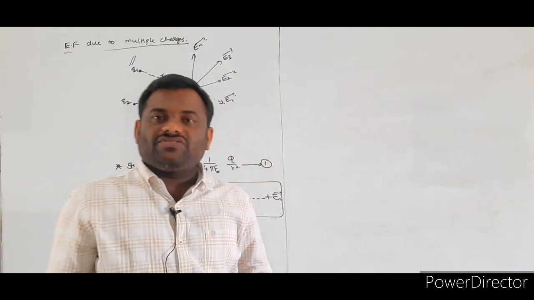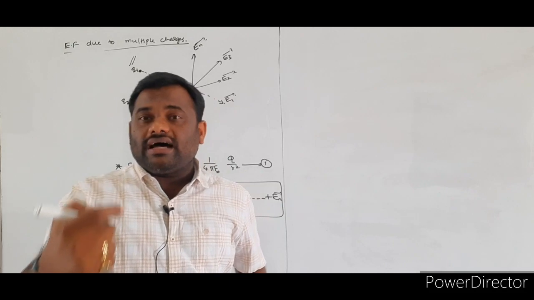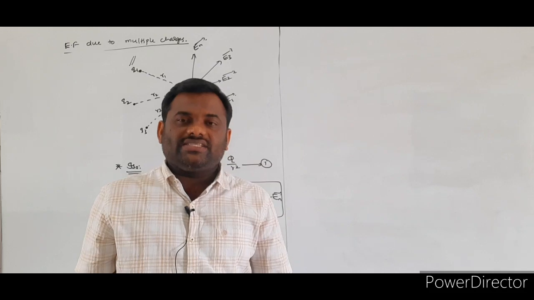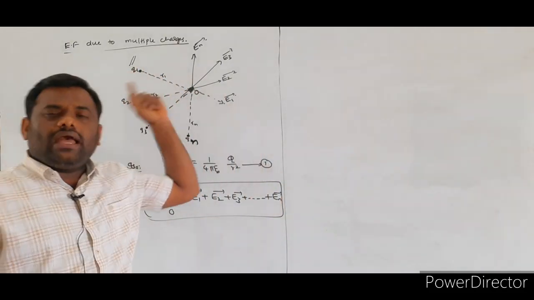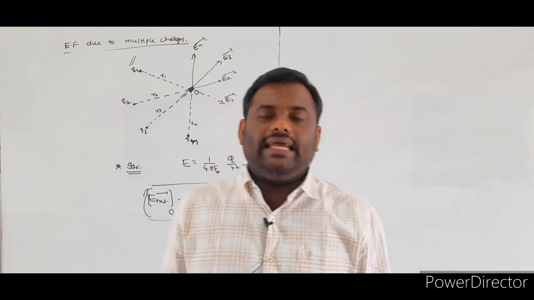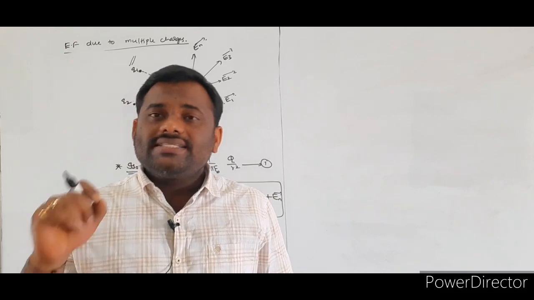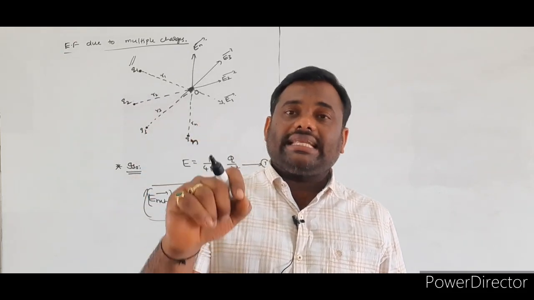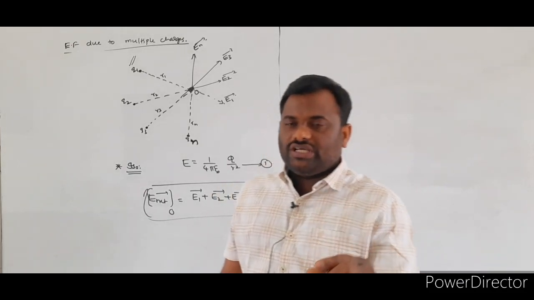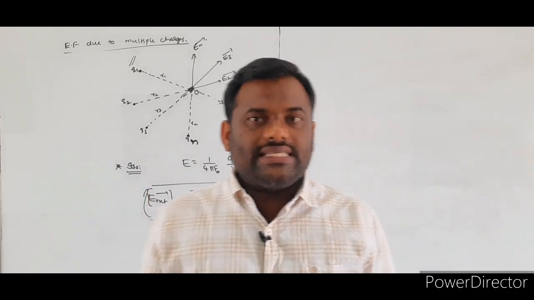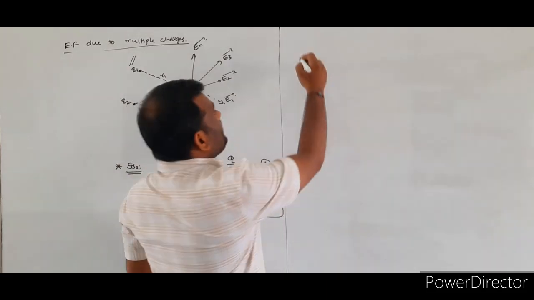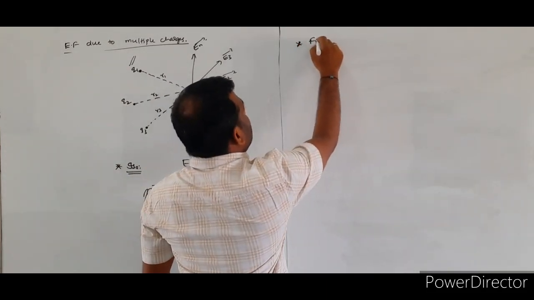What is the meaning of the principle of superposition? If two or more fields are acting at a point simultaneously due to the multiple charges, the resultant field acting at the point O will be given by the vector sum of the individual fields acting at that point. Such a principle we are calling as what? Principle of superposition. This is about electric field due to multiple charges. Now, we will see the next concept, electric field lines.